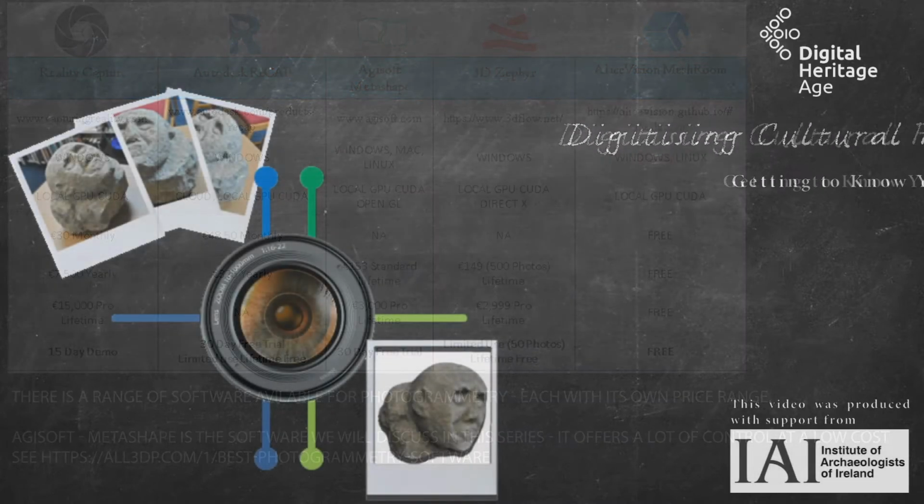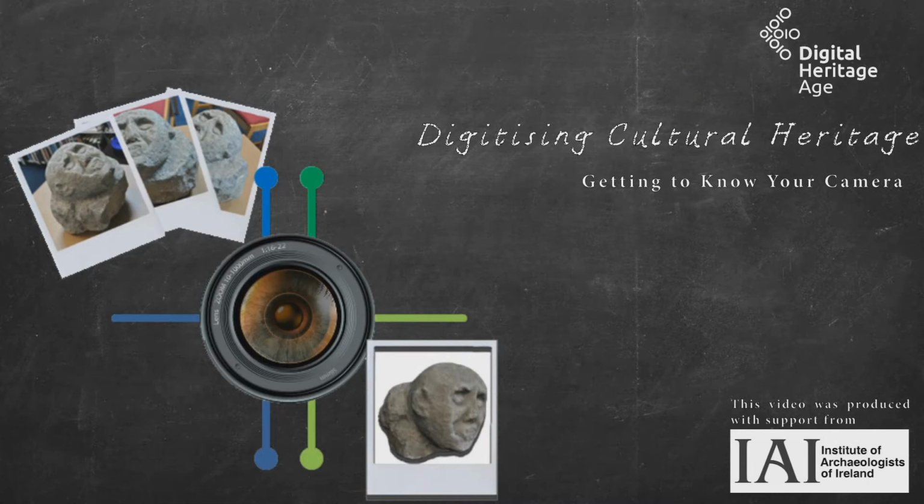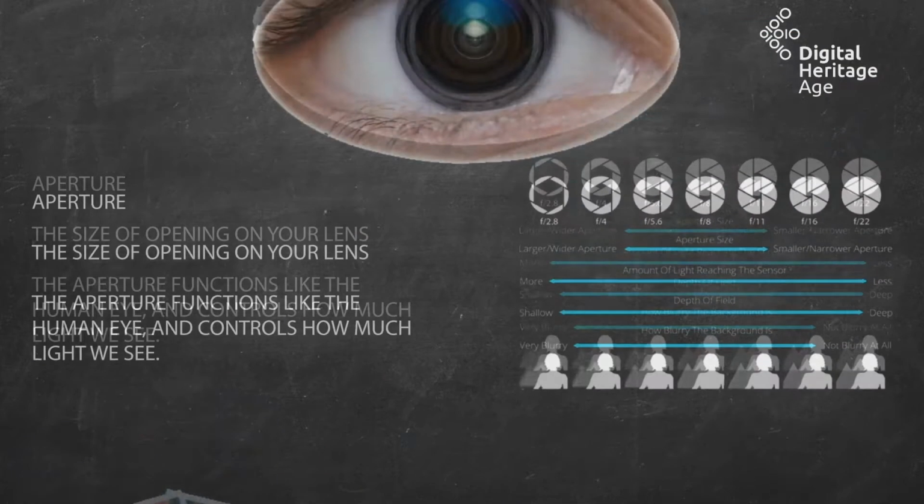In this second video, I want to talk about getting to know your camera and using your camera for photogrammetry. The terms I'll be talking about relate generally to digital SLR cameras, but you'll find these terms used for any sort of camera with manual settings.